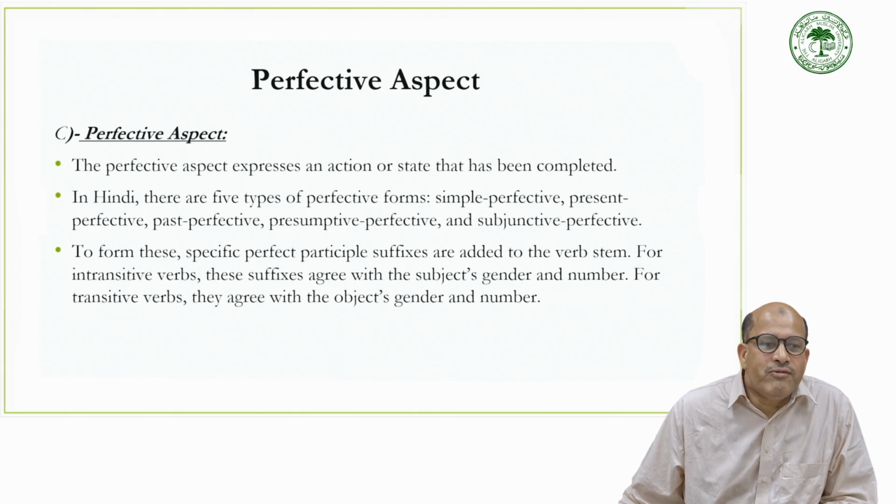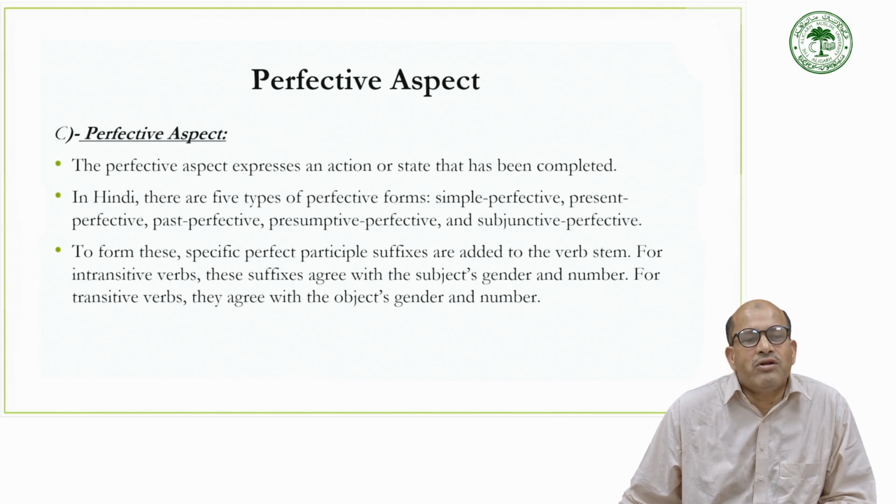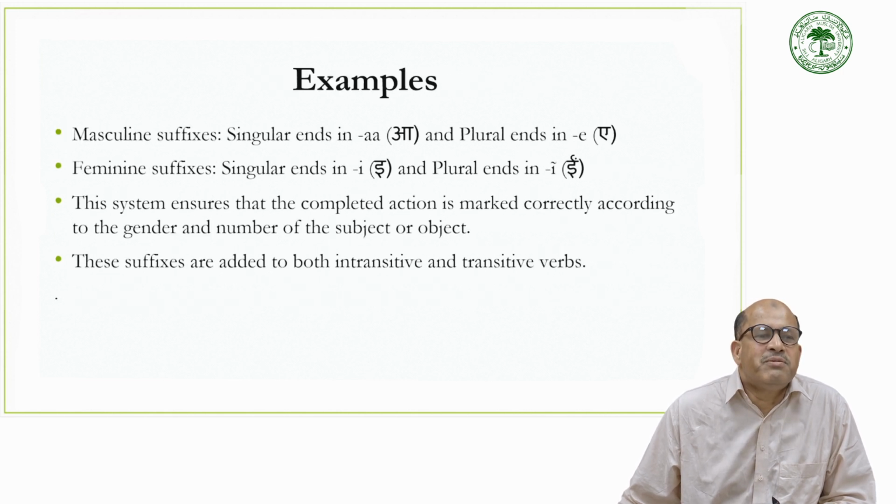For intransitive verbs, these suffixes agree with the subject, gender and number. For transitive verbs, they agree with the objects, gender and number. So here it is important for you to know transitive verbs always take the direct object. For intransitive, they do not take direct object. So this is the basic difference between these two verbs.